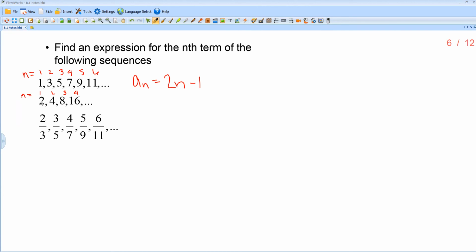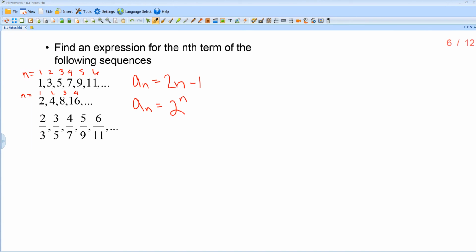So looking at this, if I think about how 1 maps to 2, 2 maps to 4, 3 maps to 8, and 4 maps to 16, I can say that a sub n is equal to, all of these sequence values are 2 to the power of the term number. So 2 to the first gives me 2, 2 to the second gives me 4, 2 to the third gives me 8, and 2 to the fourth gives me 16. So just have 2 to the power of n. I don't know why I made my 2's different.